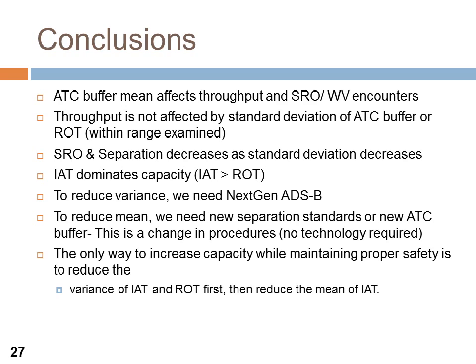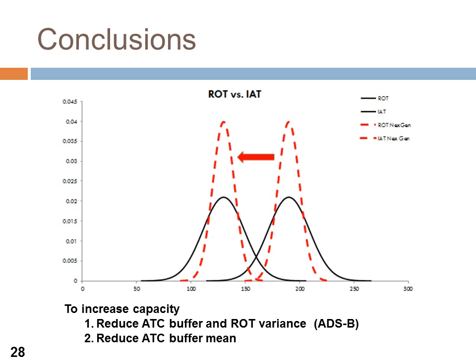In conclusion, ATC buffer mean affects throughput as well as the percentage of SRO violations and separation violations. Throughput is not affected by the standard deviation of ATC buffer or ROT within the range we examined. And also, the IET distribution dominates capacity.